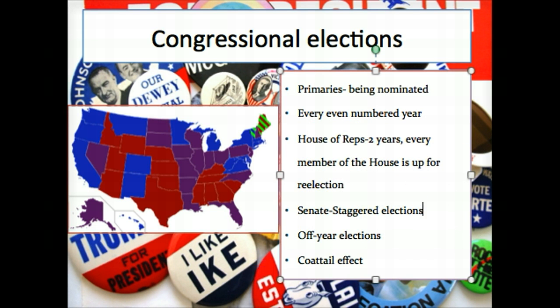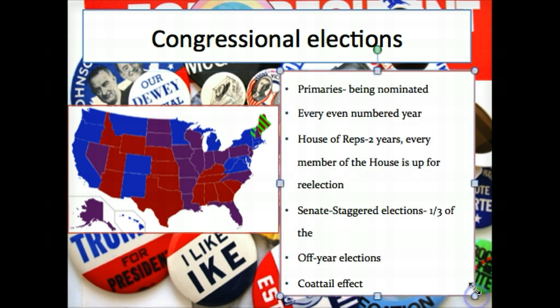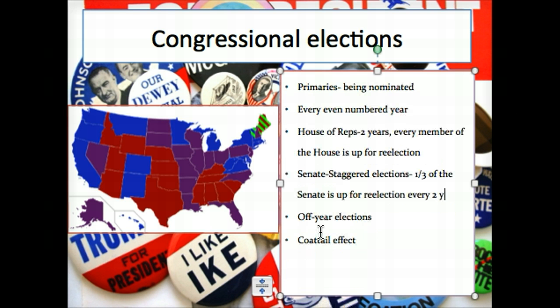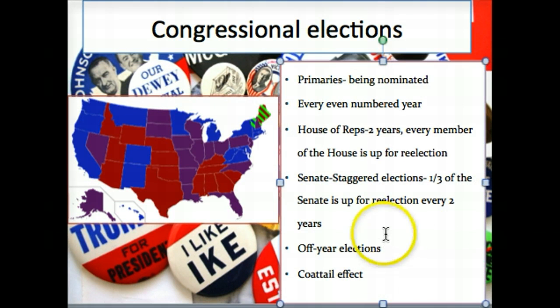Then you have the Senate, and the Senate's a little bit more complicated. They have staggered elections. A third of the Senate is up for re-election every 2 years. And that's called staggered because we do not vote in or out all of the Senate at once. Your Senate terms are 6 years, and every 2 years, 1/3 of those senators have to run for re-election.